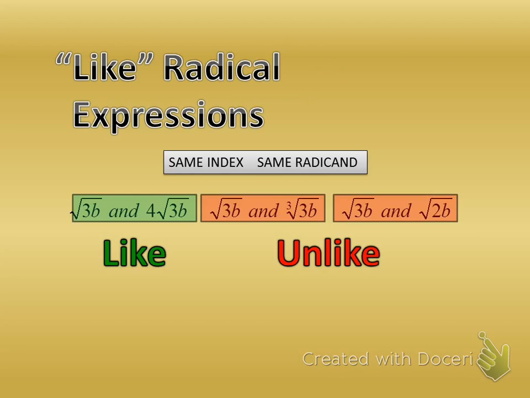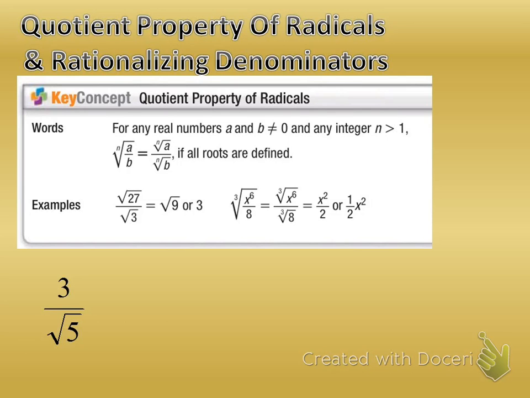There we go. 3 over the square root of 5. That's a problem, because you cannot have a radical in the denominator. So the process of getting it out of the denominator is what's called rationalizing it. Okay, you rationalize that denominator. Does anybody remember from yesteryears how you do that?